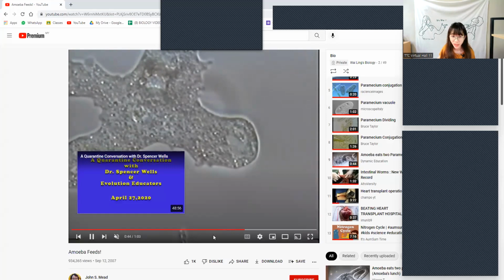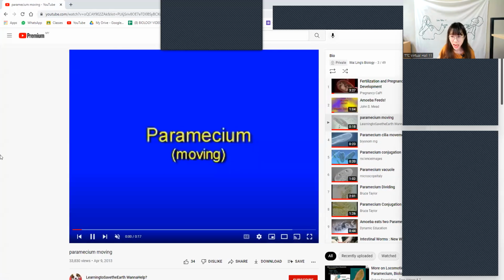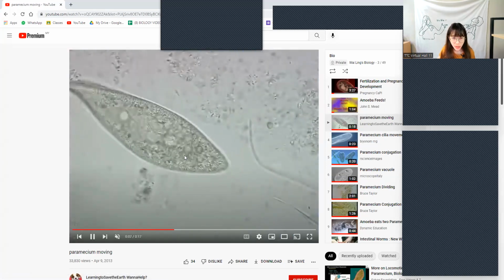So they die. Okay. And then the other one is how paramecium species move. You can see that they are actually turning. They are turning at one point over here. You can see they are turning.